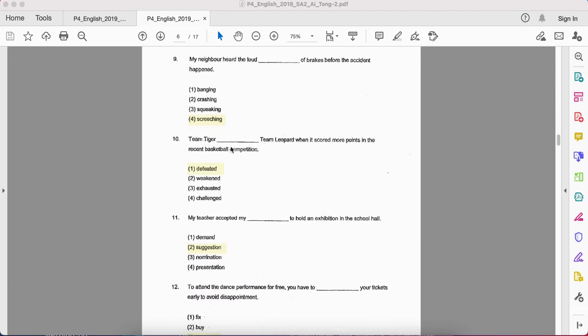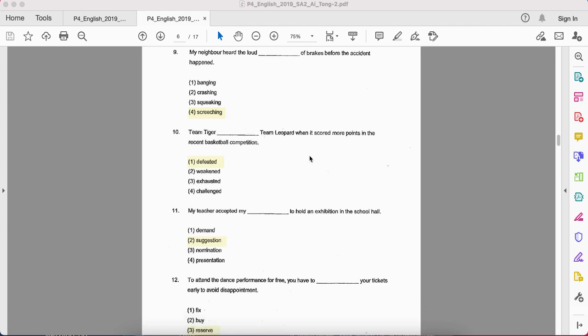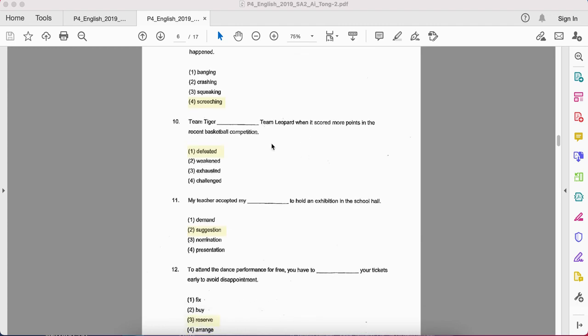Question number 10. Team Tiger dash Team Leopard when it scored more points in the recent basketball competition. So obviously you can tell that Team Tiger won, all right, in this basketball competition. If you look at the answers, you can see that it's got defeated, weakened, exhausted, and challenged. Now, obviously, they won the competition, so they defeated the Team Leopard, which is the rival for the competition. Okay, so Team Tiger defeated Team Leopard when it scored more points in the recent basketball competition. Now, that's going to be the most appropriate answer.